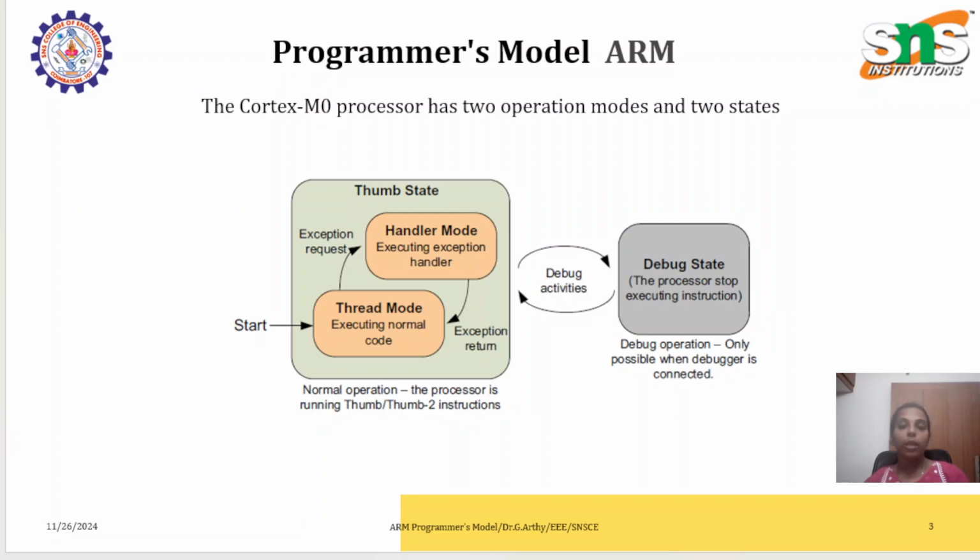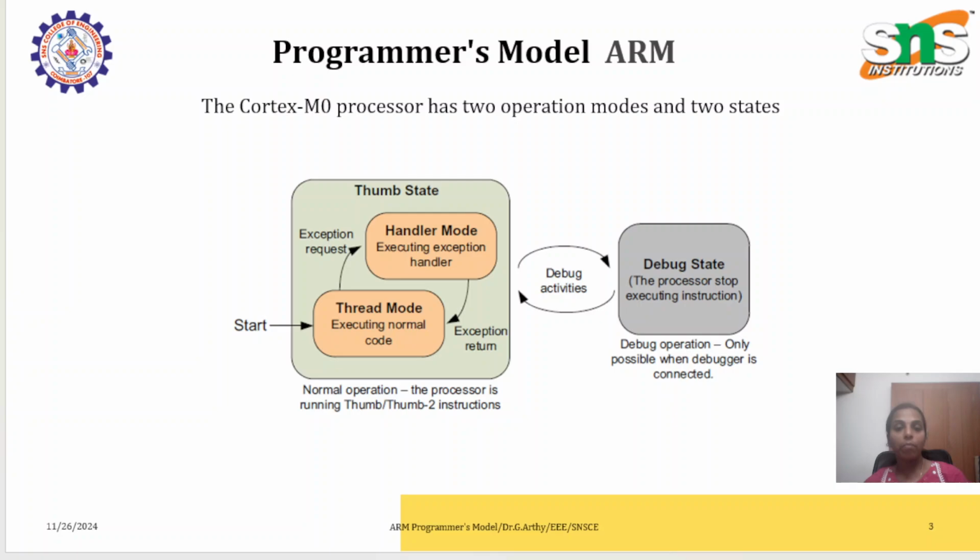This is the programmer's model of ARM Cortex-M0. The ARM Cortex-M0 processor has two states and two modes of operation. The two states are thumb state and debug state. If you see here, this is a state and this is a state. And the two modes of operation are handler mode and thread mode. So this is a programmer's model.